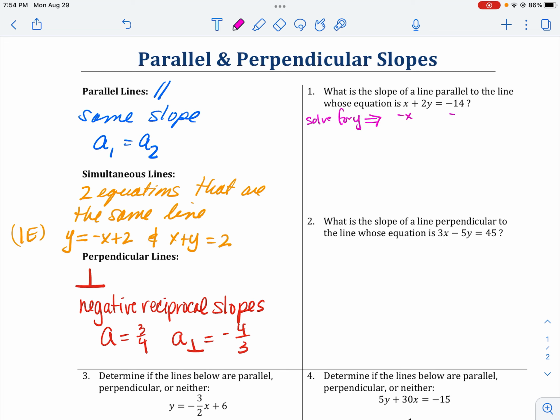So I'm going to subtract x from both sides. 2y equals negative x minus 14. And then we divide everything by 2. So that y equals negative 1 over 2x minus 7. Here's my slope. I'm looking for parallel. So if A is negative 1/2, then A parallel is negative 1/2. So all we've done is find the slope and then determine what parallel or perpendicular is.